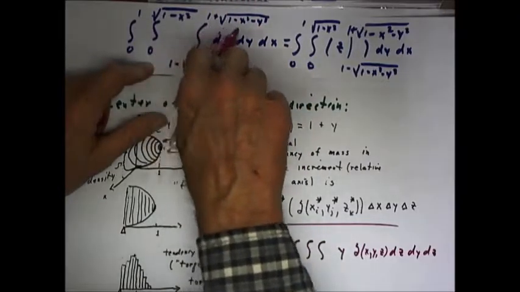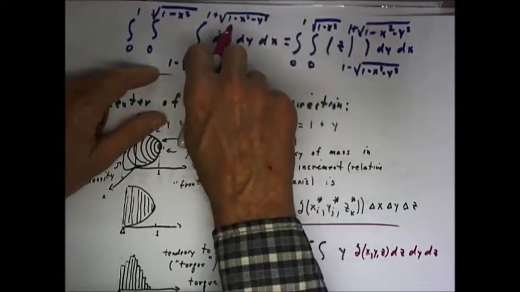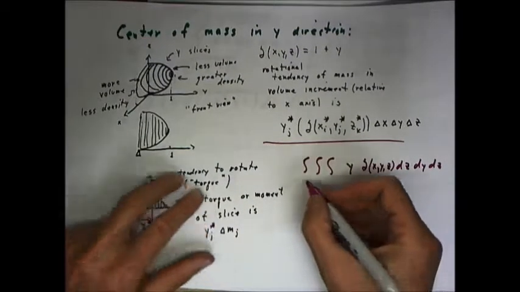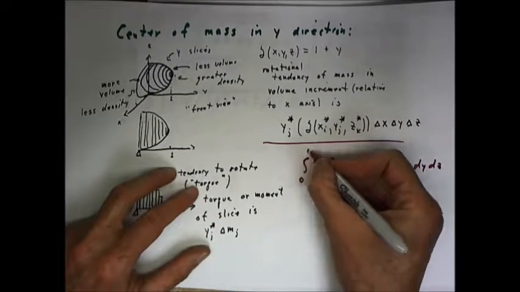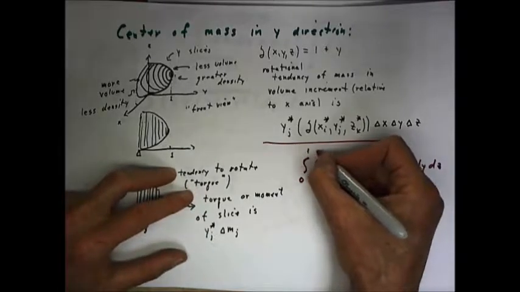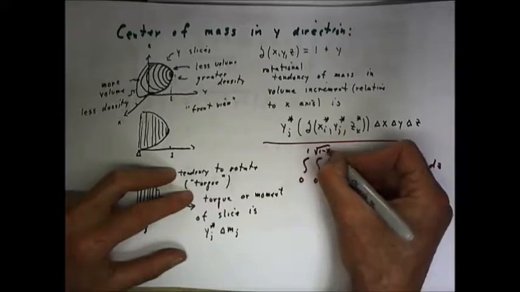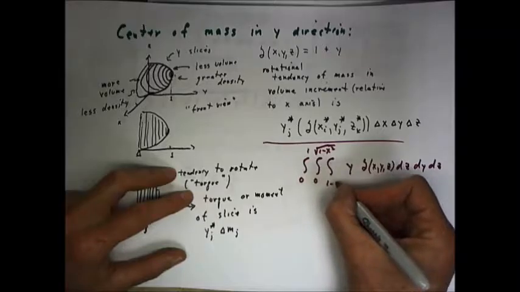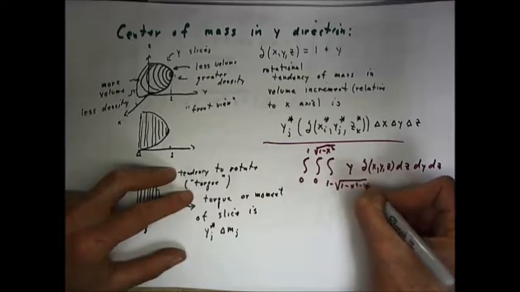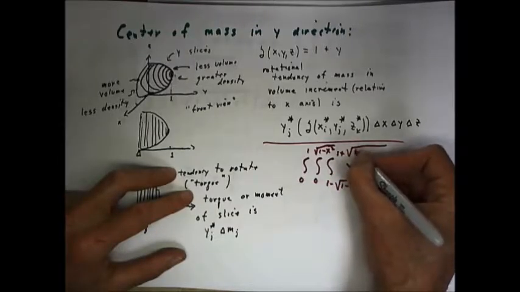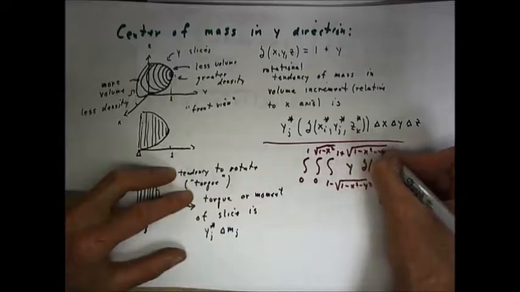over the same region that we integrated over originally. So that region we should be familiar with goes from 0 to 1 with respect to x, from 0 to the square root of 1 minus x squared with respect to y, and from 1 minus the square root of 1 minus x squared minus y squared to 1 plus the square root of 1 minus x squared minus y squared.